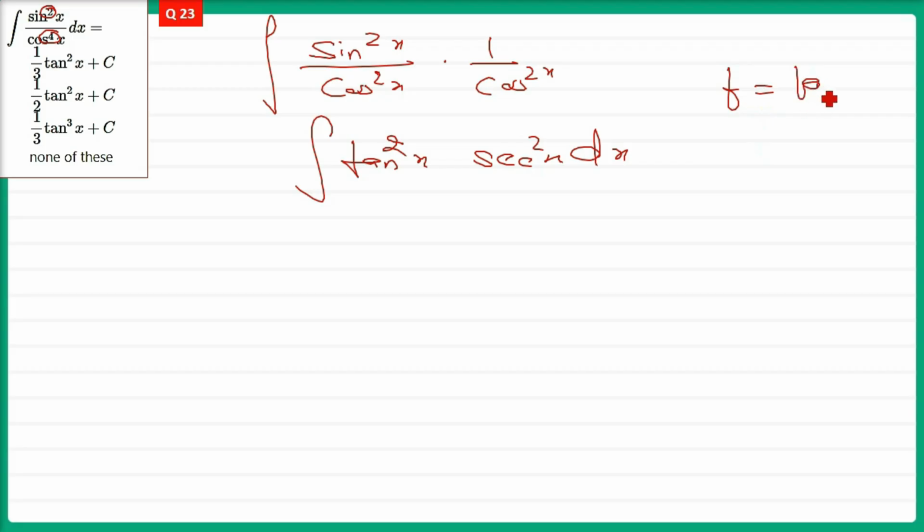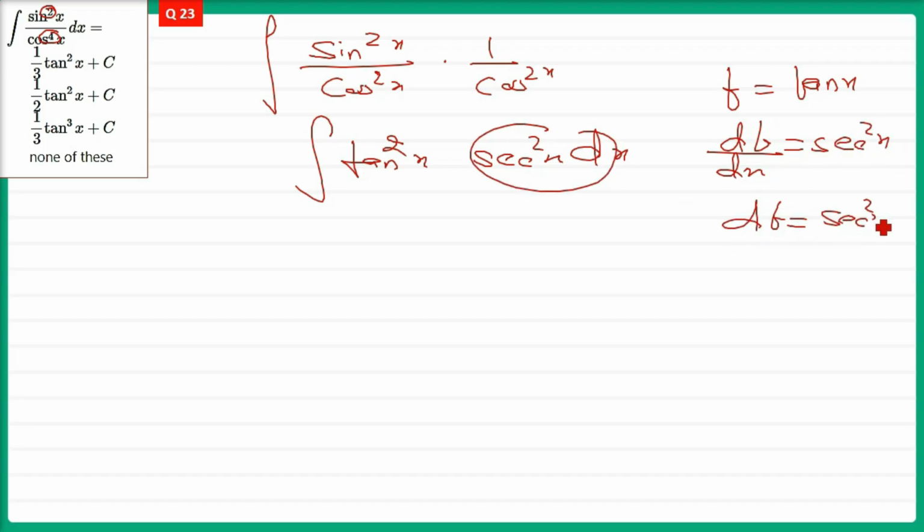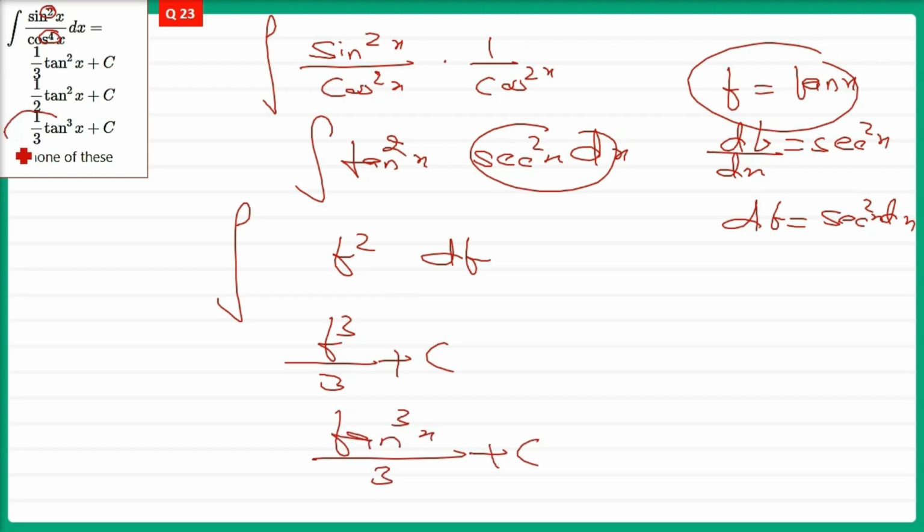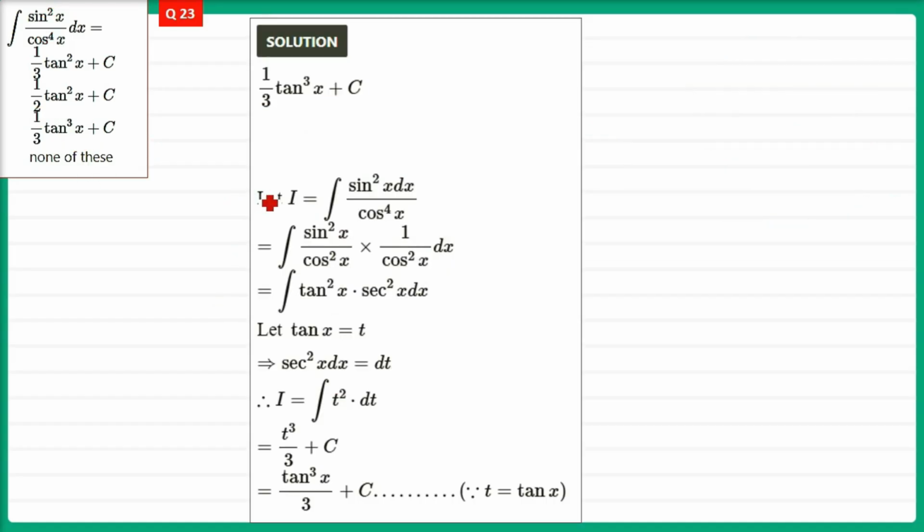But when you take t equals tan x, sec square x will automatically come, because dt by dx is sec square x. You can take dt equals sec square x dx. So this integration will be tan square x, sec square x dx is dt. Tan square x is simply t square. So t cube by 3 will come with a plus a constant of integration. So t was tan x, so tan cube x divided by 3 plus a constant of integration. You can match this. The third one is the correct answer. So this is quite easy for you. I hope you'll be able to do it by yourself.